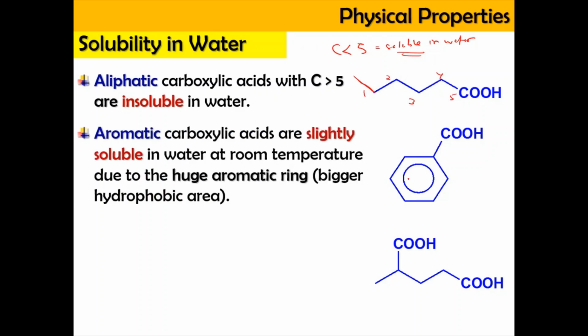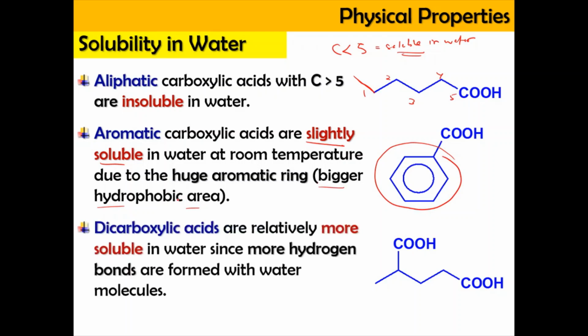And now for the aromatic carboxylic acid, they are slightly soluble in water at room temperature, and this slight solubility here is due to the huge aromatic ring, which causes the hydrophobic area to be large. Okay, and for the dicarboxylic acid, they are relatively more soluble in water because they have two carboxyl groups here, so they can form more hydrogen bonding with the water molecules.